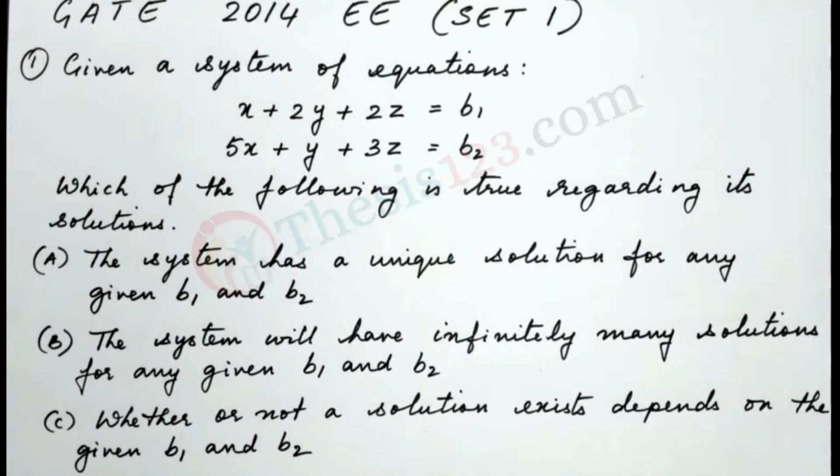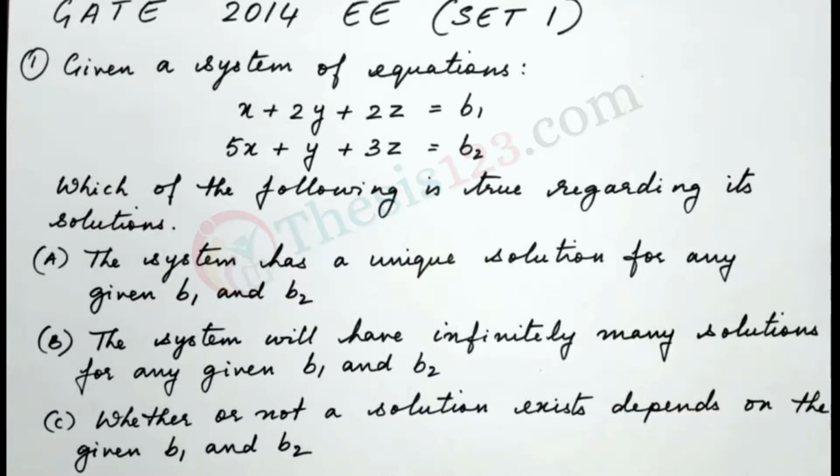Everyone. Well, in this video, we'll be starting with the next paper, GATE 2014, SET-1, and this is for the electrical engineering branch. Now, the first question says, given a system of equations, x plus 2y plus 2z equals b1 and 5x plus y plus 3z equals b2, which of the following is true regarding its solutions?